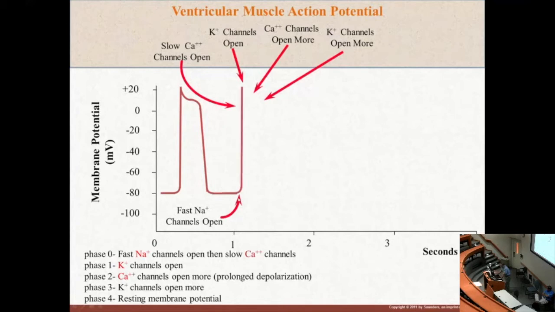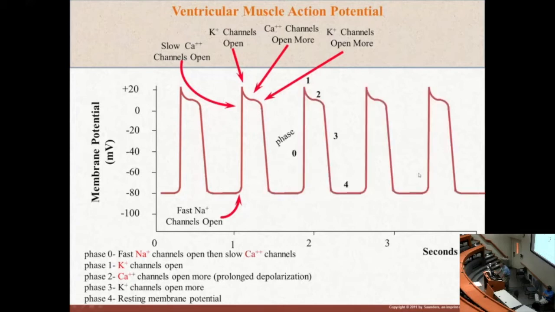Okay, this is associated with phase 0. Potassium channels open as we proceed to phase 1. We get a slight decrease in membrane potential. This is when the calcium channels open more, which is responsible for the prolonged repolarization. And then as we proceed to phase 3, now we've got the potassium channels involved. And then, of course, membrane potential plummets, and then we reach baseline. And then that process occurs again and again.